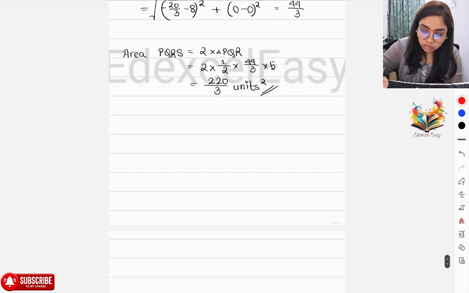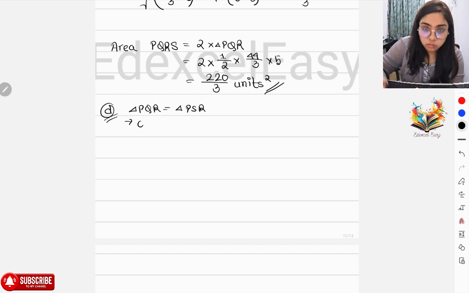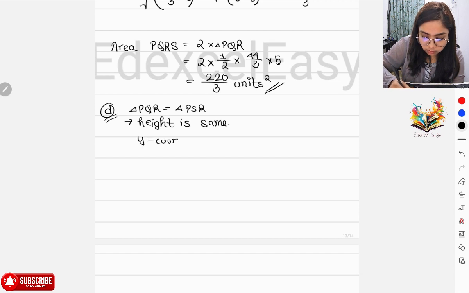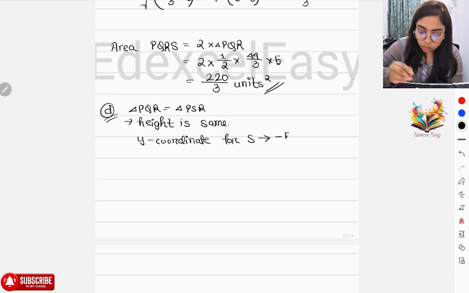For part D, actually, we don't need much space. I'll give some explanation which are not needed. I'll say that triangle PQR is equal to triangle PSR, which indicates that the height is the same in both cases, right? That means the y coordinate for point S is also supposed to be 5, but in the negative direction, as S was in the negative direction. So S would be exactly minus 5.